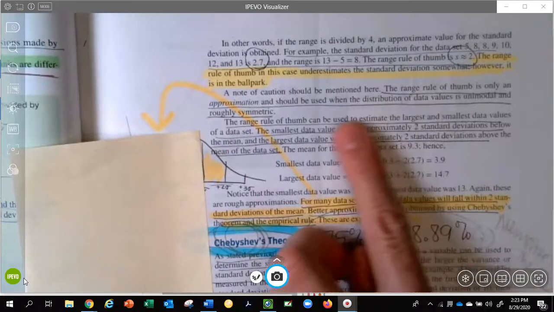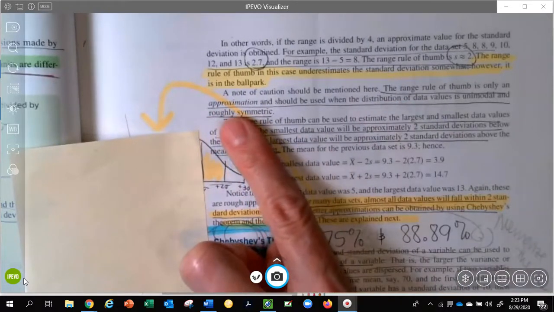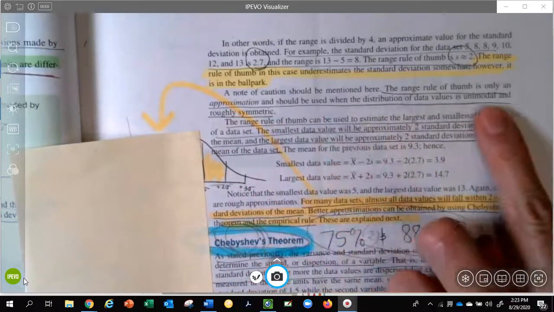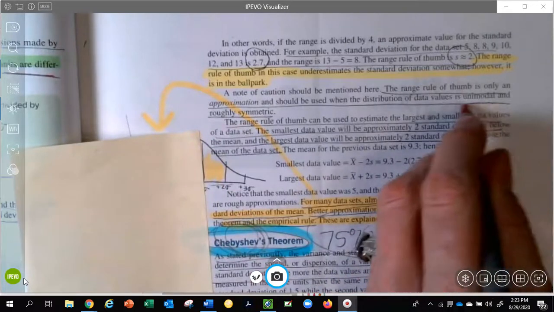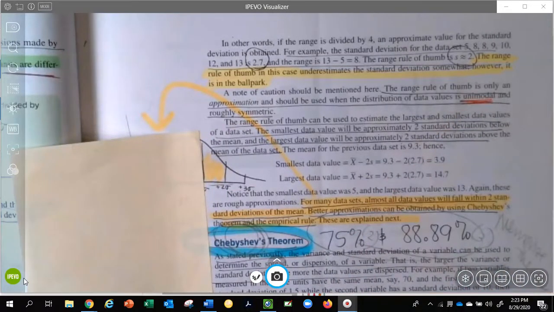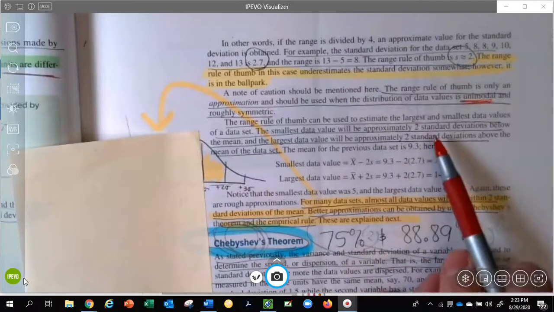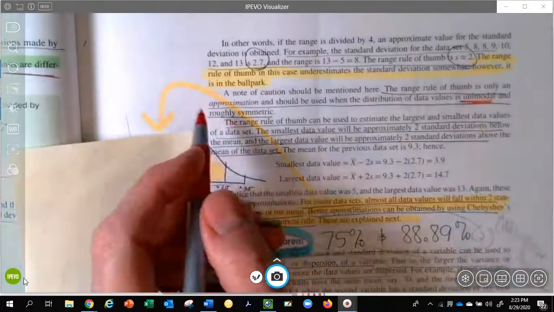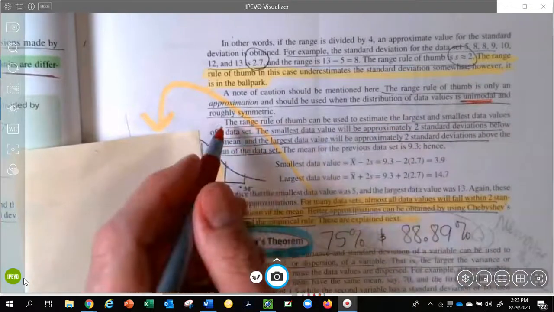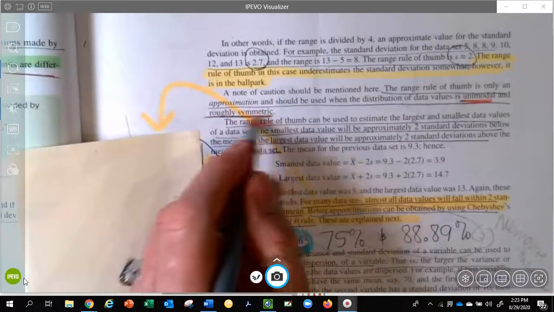The range rule of thumb is only an approximation, and should be used when the distribution of data values is unimodal and roughly symmetric. So remember, I'm asking you to have a list of vocabulary, maybe a glossary of your own, or index cards. I really like index cards because it separates out the information and allows you to memorize pieces and parts at a time and not feel overwhelmed. However you're doing it, make sure on this range rule of thumb, you note that it works best when the distribution of your data values is unimodal and roughly symmetric.